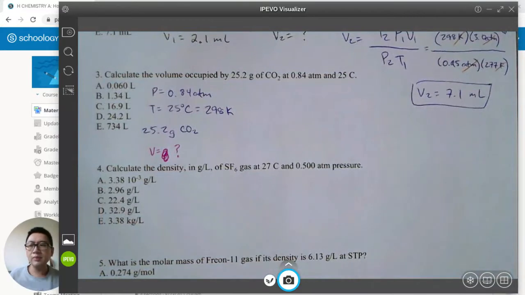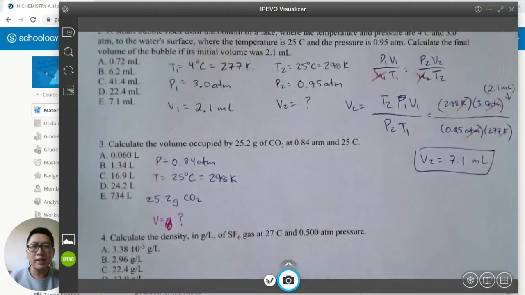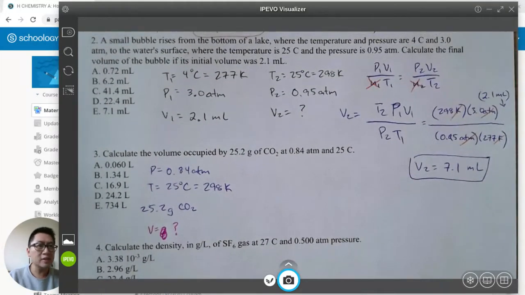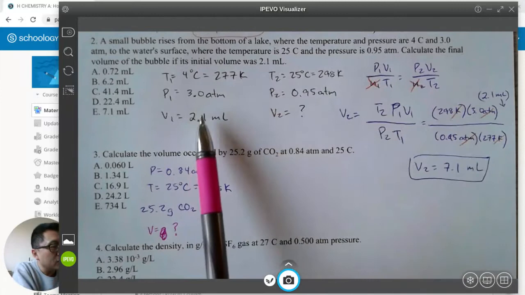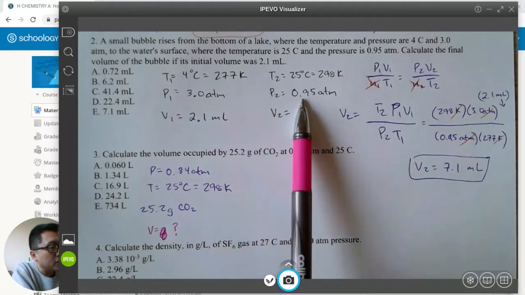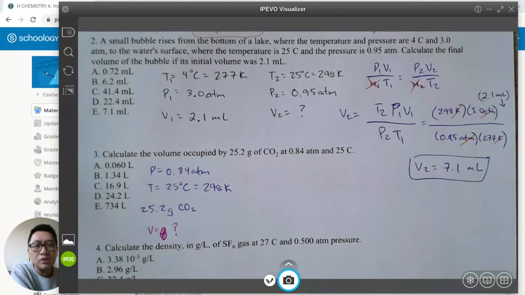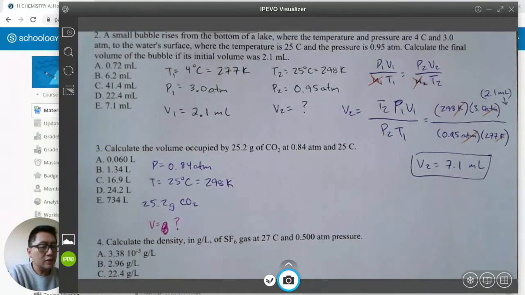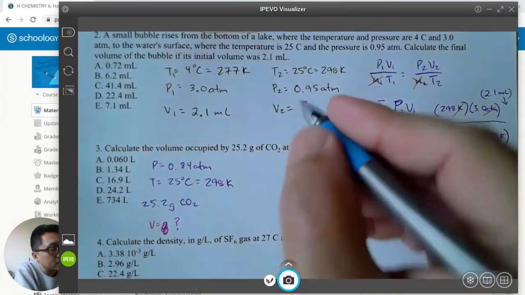In this problem, notice it just says what's the volume of this gas? It's just there. You're not heating it up, you're not cooling it down, unlike question number 2, where the volume changed, the pressure changed, the temperature changed. In number 3, nothing's changing. It's just there. So if nothing's changing, we have to use the ideal gas law.